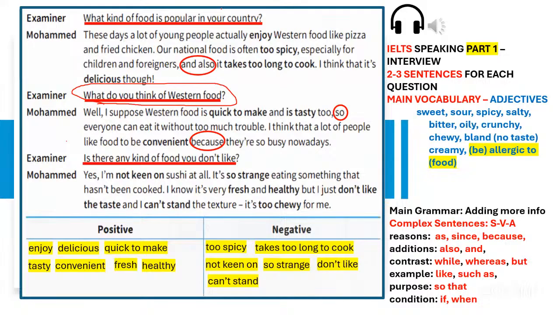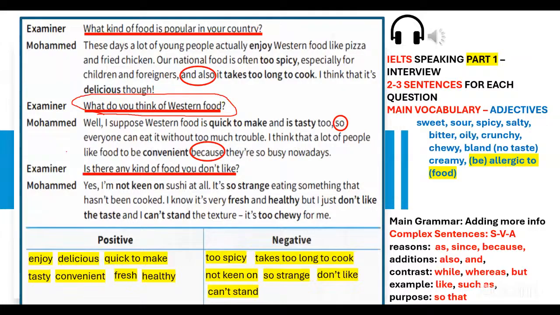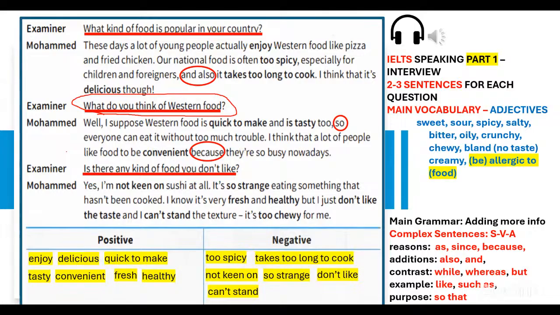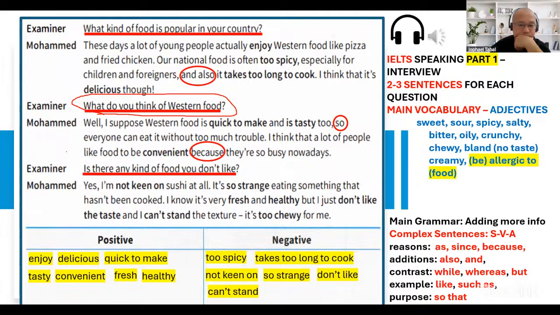I think in my country, especially in the Mekong region, many people enjoy traditional food like hot pot and noodle soup. Their dishes are very fresh because we have a lot of seafood and vegetables. The food is usually a little sweet and flavorful.